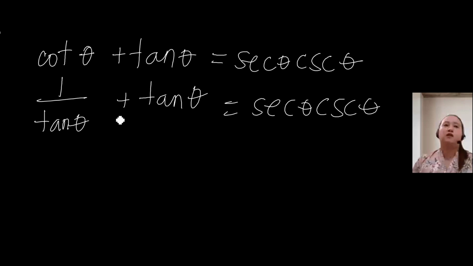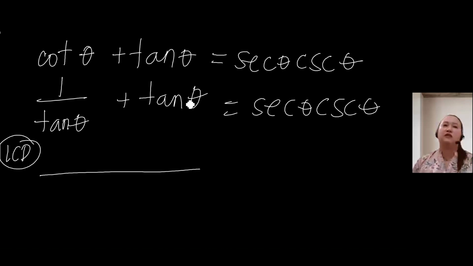Okay, next. So here you can already apply the LCD. The LCD of this, of course, you have tangent theta over 1, invisible 1. So multiplying tangent theta times 1, we have the LCD of tangent theta. And then tangent theta times 1 divided by tangent theta, we have 1. Plus tangent theta times tangent theta, we have tangent squared theta, divided by the invisible denominator of 1. So we have here tangent squared theta.